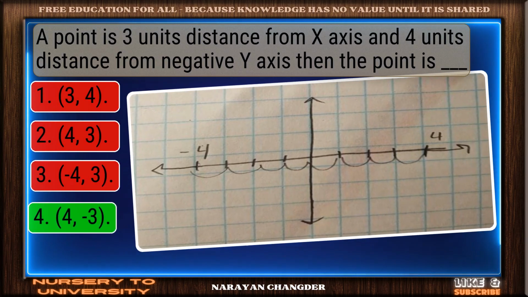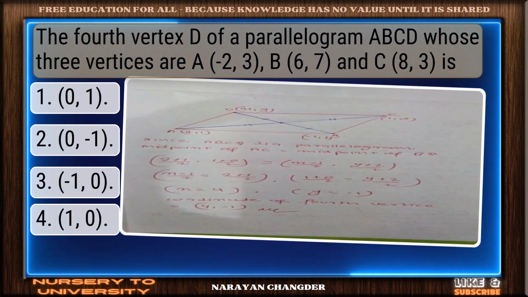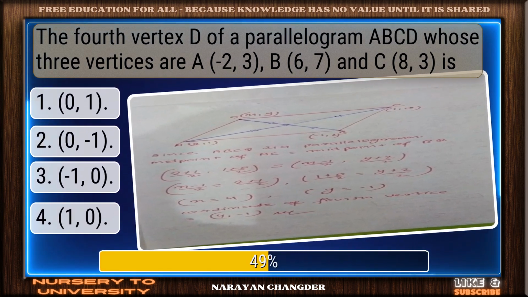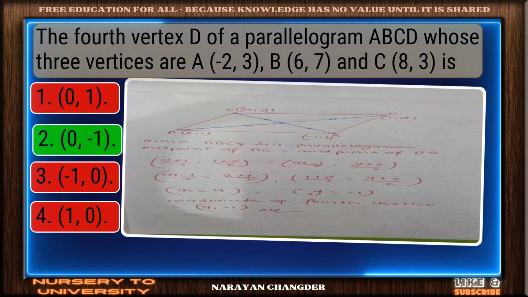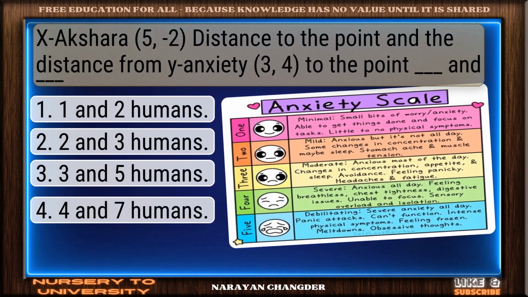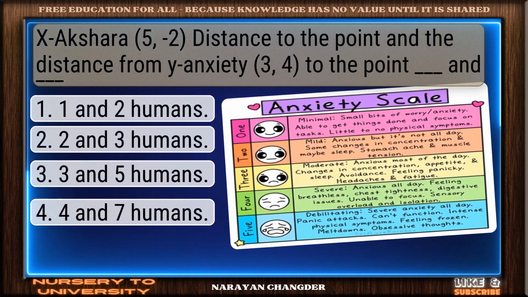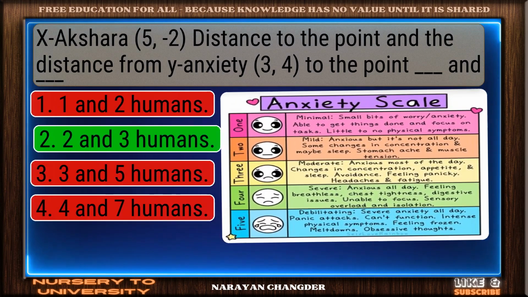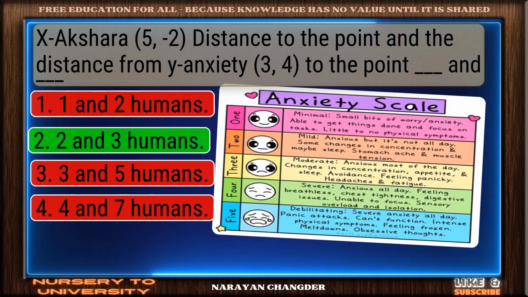Right again. Is valid. The 4th vertex D of a parallelogram ABCD whose 3 vertices are A, B and C is. Good job. Works well. The x-axis distance to the point and the distance from the y-axis to the point are dash and dash. You're right. 2 and 3 units is correct.